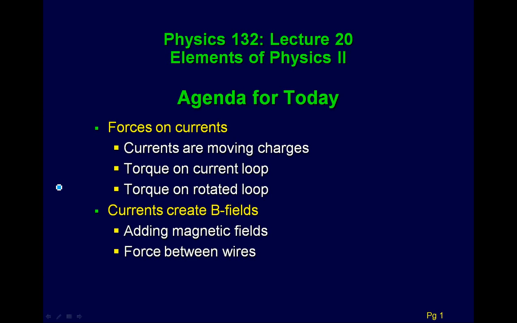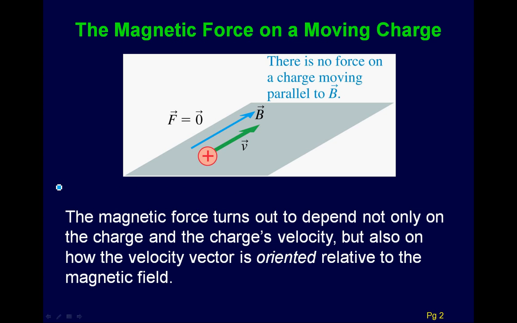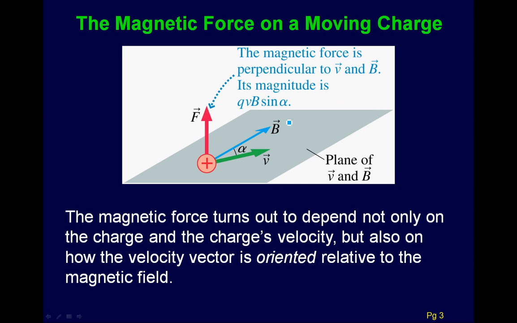We finished up chapter 32, and our first topic is going to be the magnetic force on a moving charge. In order for there to be a force, the charge has to be moving, and even more than that, if the charge is moving completely parallel to the magnetic field, there is no force. Here's a case where the particle has a component of velocity that's perpendicular to the B field, and there is a force.